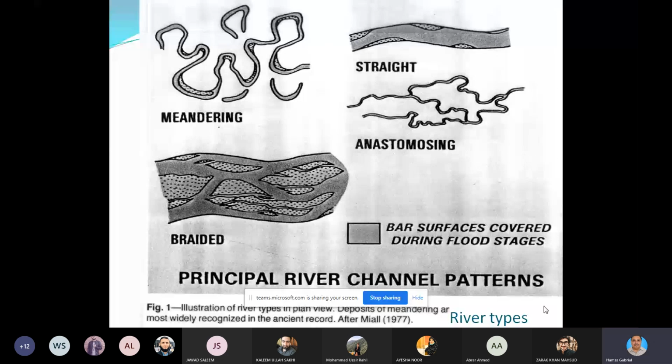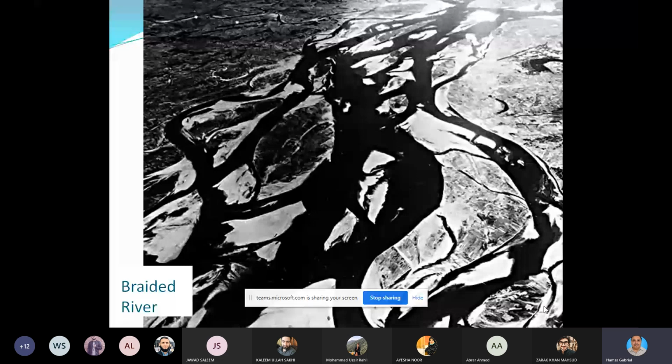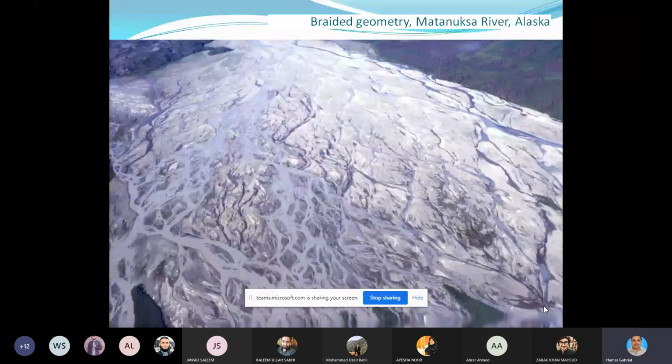So this is a picture of a braided river. So you see the channel splitting up into multiple channels flowing around the sandbars and then reuniting. And this is another braided river in Alaska, where you see the braiding pattern very clearly. You can see the splitting of channels, flowing around the sandbars and then reuniting.